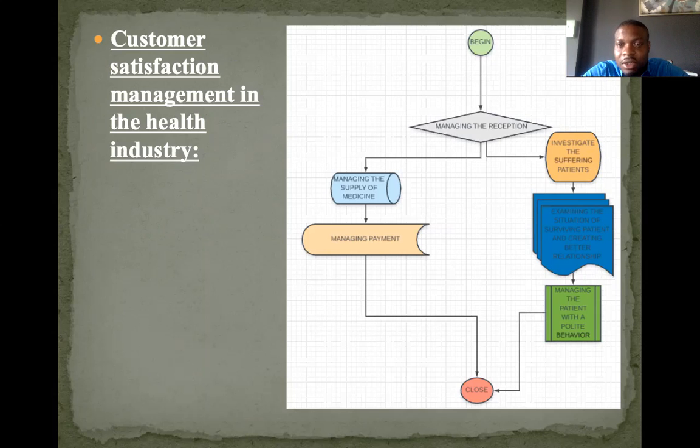In this UML design, I can also have a situation where I manage the supply of medicine, whereby I manage the reception by managing the supply of medicine, trying to figure out if it's available or not. And then I also manage the payment section, which means I manage the payments either through cash, check, money orders, or debit or credit cards, and then I close out. So this is what I did for customer satisfaction, making sure that the customer or the patient is satisfied regardless of the fact that he or she is really sick or down.